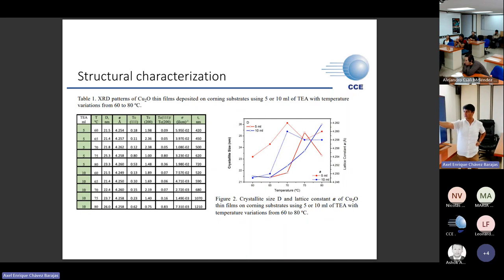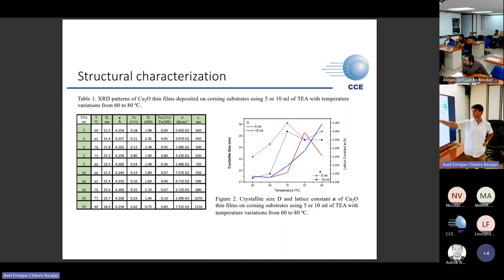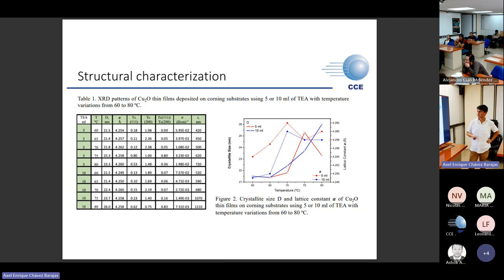For example, in the case when we use 5 milliliters, we go from 420 to 700 nanometers. Okay, with 20 degrees, you are getting almost double. A double. But in this case, it's higher because we have a higher complexation level of the copper ion, so the release of the ions is slower. The material doesn't tend to precipitate in the bulk solution.